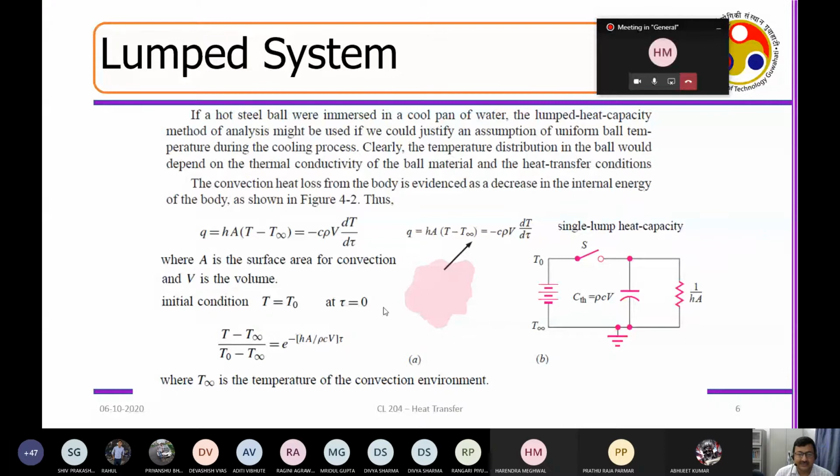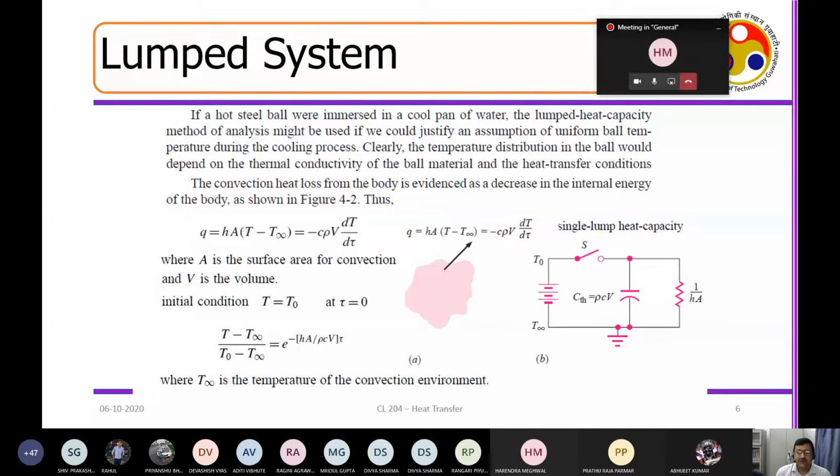If I enforce this initial condition, this is a first order in time only. There is no spatial derivative here. I'll end up getting a solution like this. Now from here, we came up with a dimensionless number, which is called the Biot number.